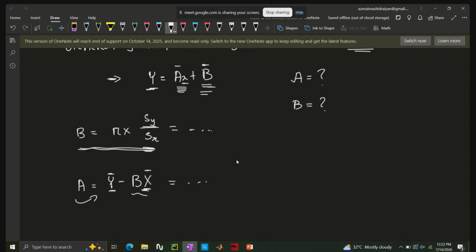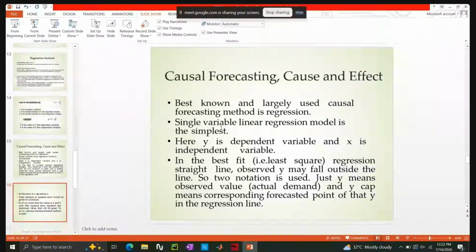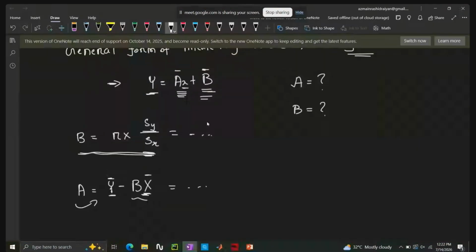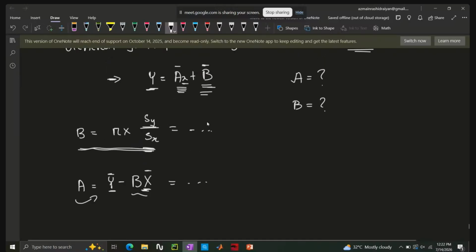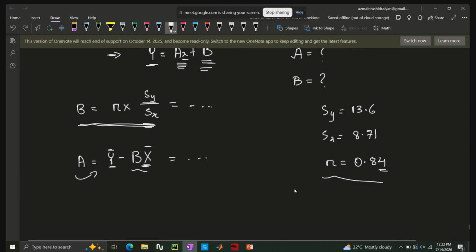So let's go back to our previous problem. In our previous problem, what was the value of sy? The value of sy was 13.6. The value of sx was 8.71. And our value of the correlation coefficient was 0.84. So just plugging in these values, someone please tell me what's the value of b?